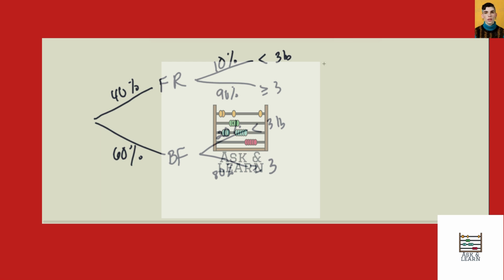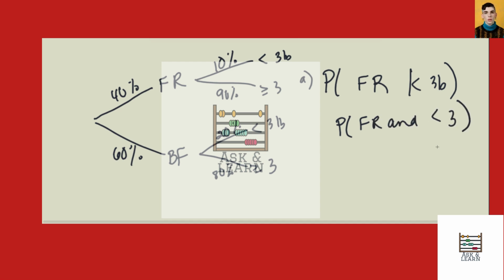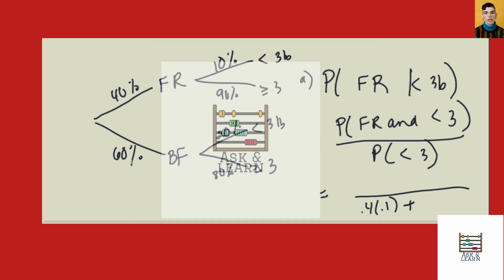And we want to find the probability, and this is kind of part A, that given that you've got a chicken that weighs under 3 pounds, what's the likelihood that it came from the free range farm? So we want to find the probability of free range and weighs less than 3 pounds, divided by the probability of weighing less than 3 pounds. And the less than 3 pounds has two ways of happening, either this way or this way. And so this times this is the 0.4 times 0.1 plus 0.6 times 0.2.